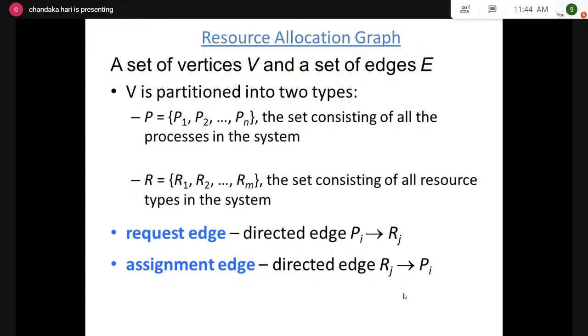Before going to the detailed discussion about the deadlock situations, let us define what is a graph. A graph is simply defined as an ordered pair of vertices and edges. In this particular situation, vertices are of two types. It may be processes or it may be resources. The processes are designated with P1, P2, so on up to Pn, and resources are designated with R1, R2, so on up to Rm.